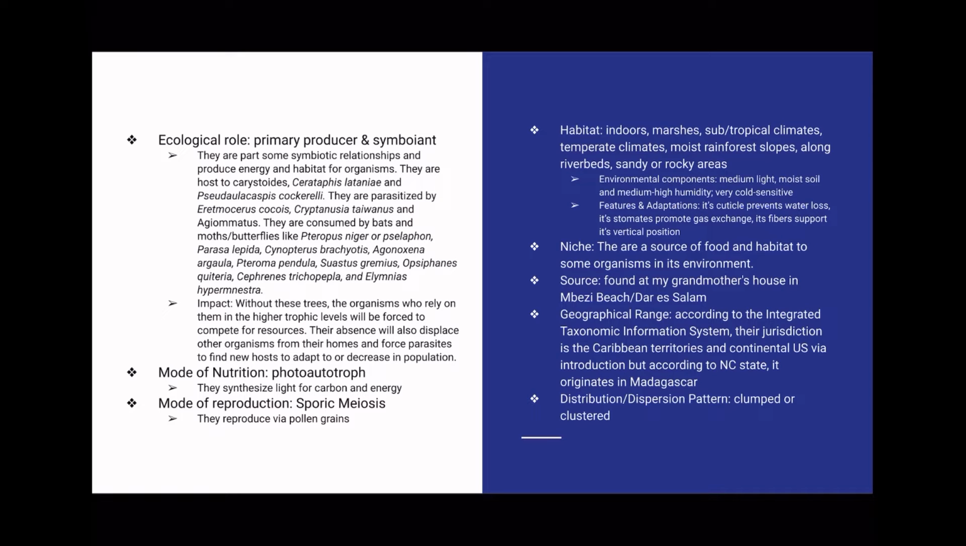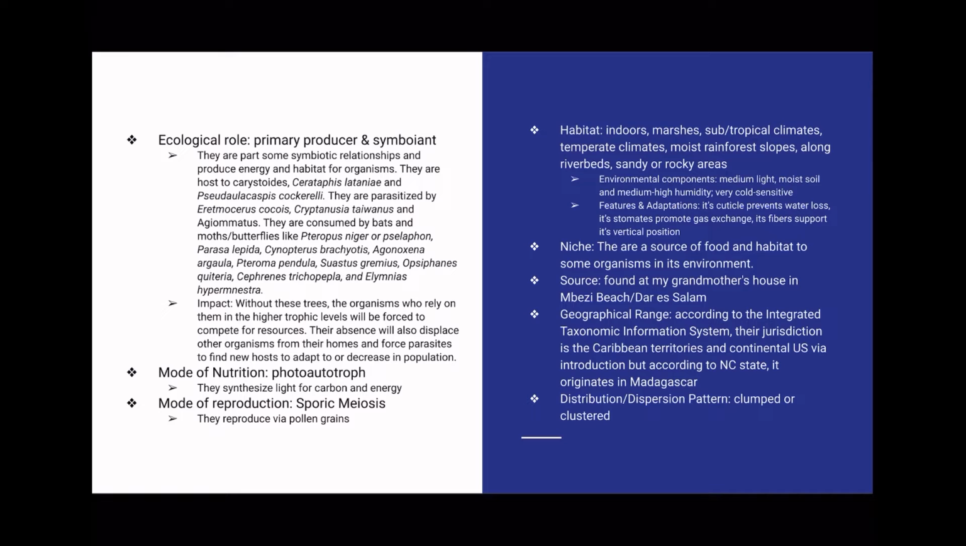They are photoautotrophs, meaning that they use light for carbon and energy, and their mode of reproduction is sporic meiosis, which is also supported by their pollen grains. Its habitat is the marshes, in the subtropical and tropical climates, temperate climates, moist rainforest slopes, and along riverbeds. They can also be found in sandy or rocky areas.